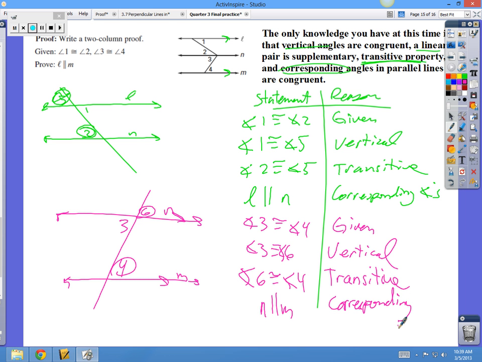So now check out what I did. I proved that L is parallel to N, and now I just proved that N is also parallel to M. So now in my last statement I can say L has to be parallel to M because of the transitive property.